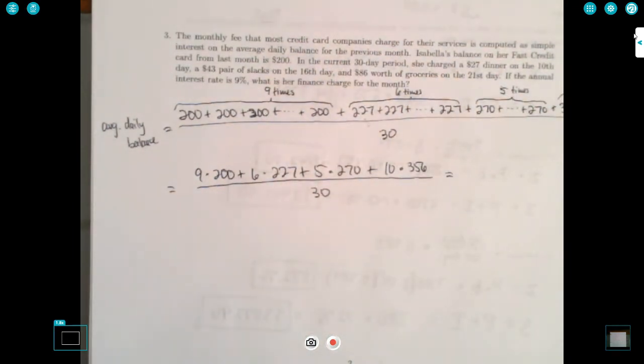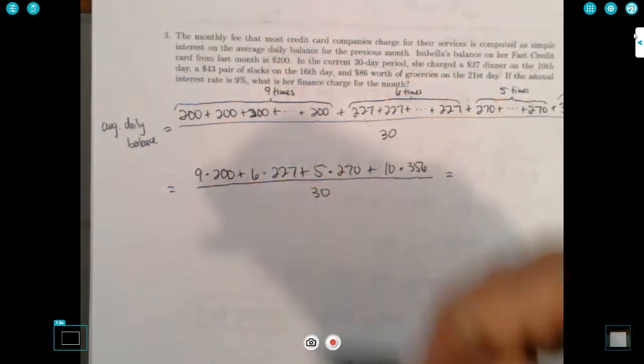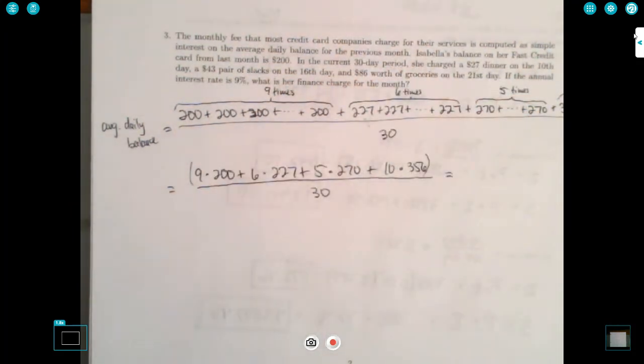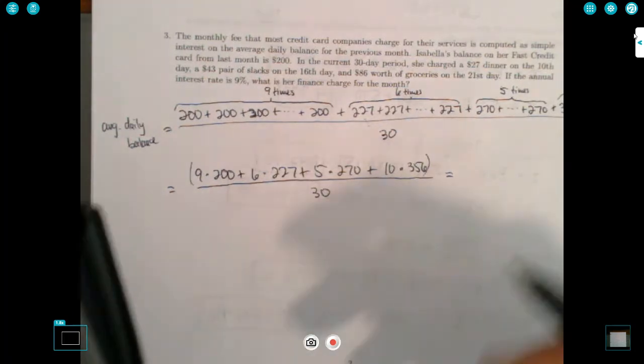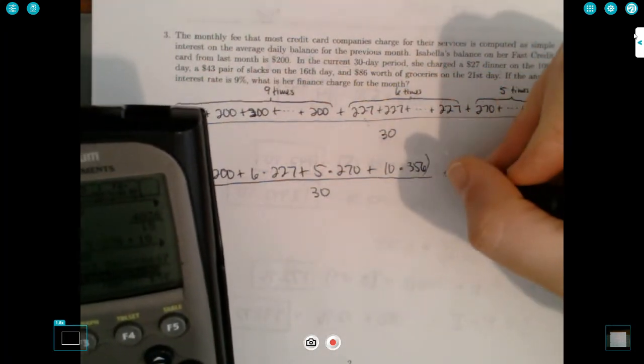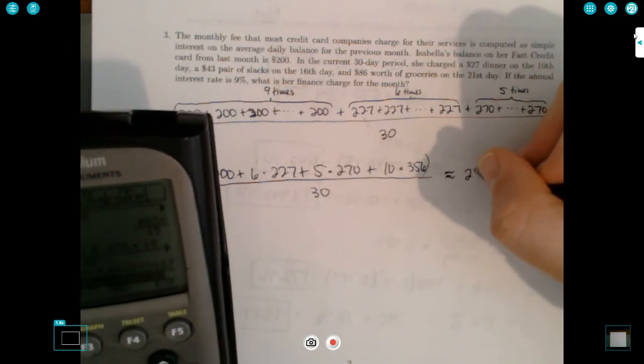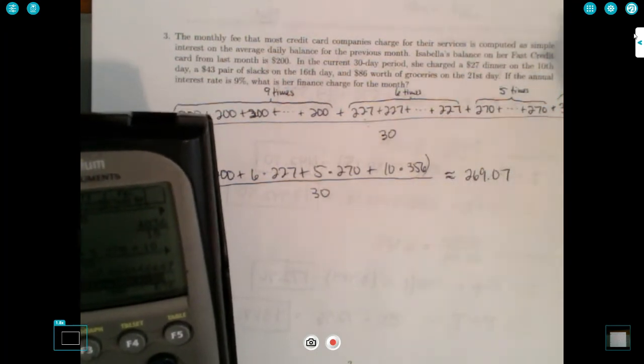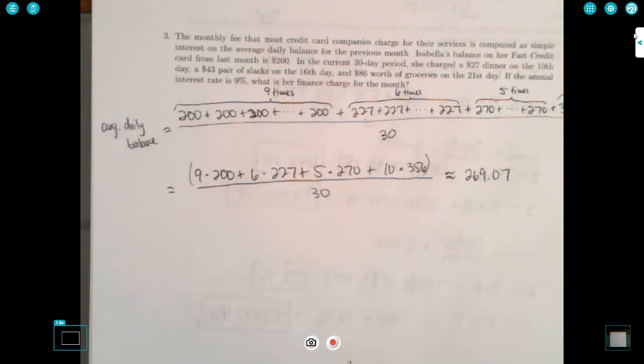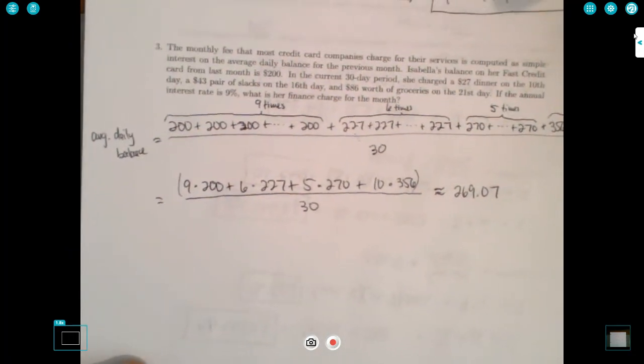And that comes out to, so make sure to put parentheses around the numerator, right? But you're going to have 9 times 200 plus 6 times 227 plus 5 times 270 plus 10 times 356, divided by 30. So to the nearest penny, that's $269.07. That's her average daily balance.